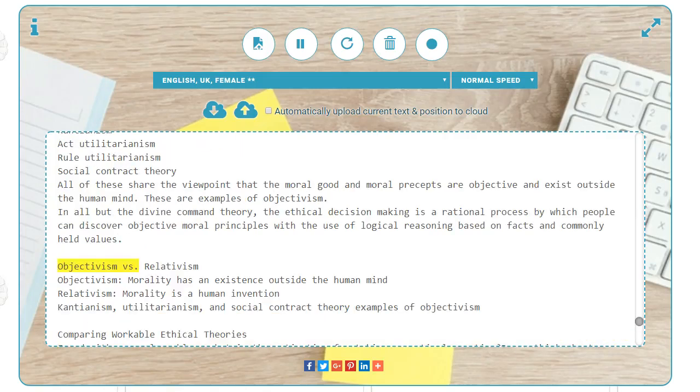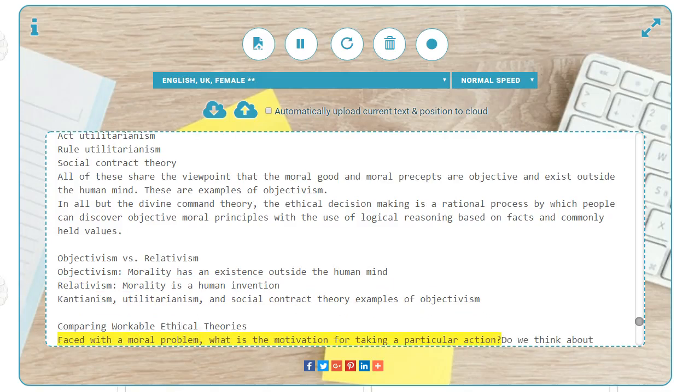Objectivism versus relativism. Objectivism: morality has an existence outside the human mind. Relativism: morality is a human invention. Kantianism, utilitarianism, and social contract theory are examples of objectivism.